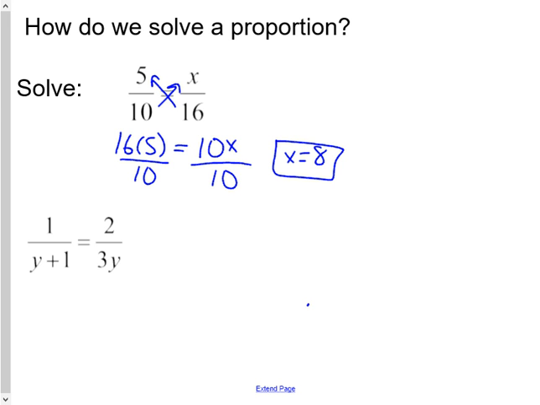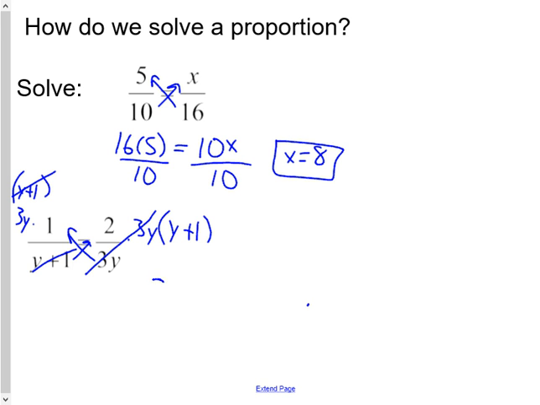So what if you have variables? The same rule exists. And again, why can you cross multiply? It's like multiplying both sides by 3y, but this side is going to cancel. If I multiply both sides by the quantity y plus 1, this side would cancel and it would just be left over. So that's why it's like a cross multiply.